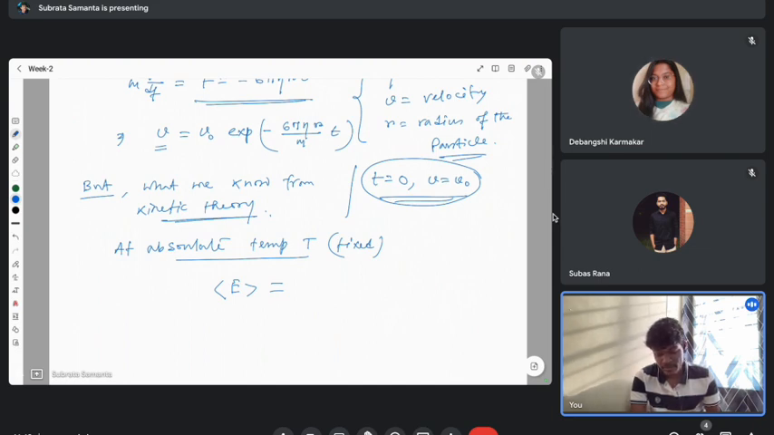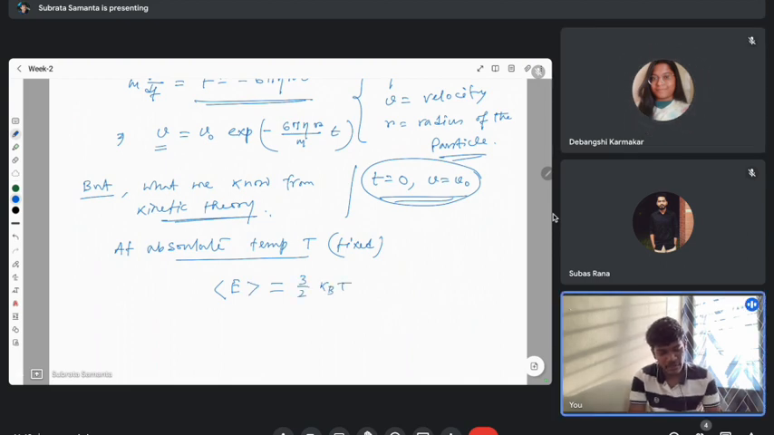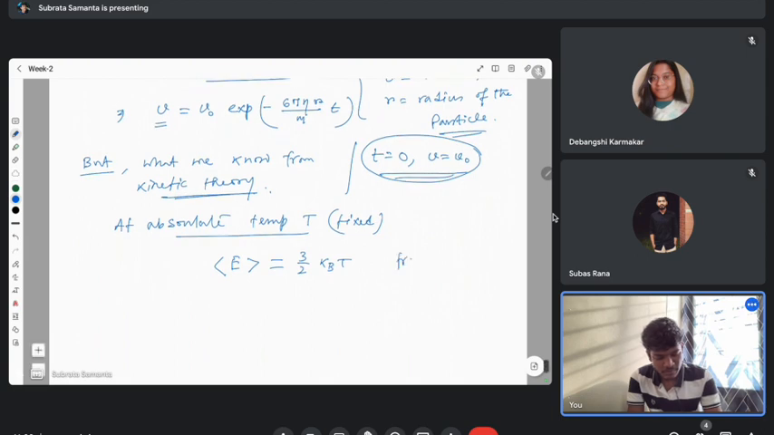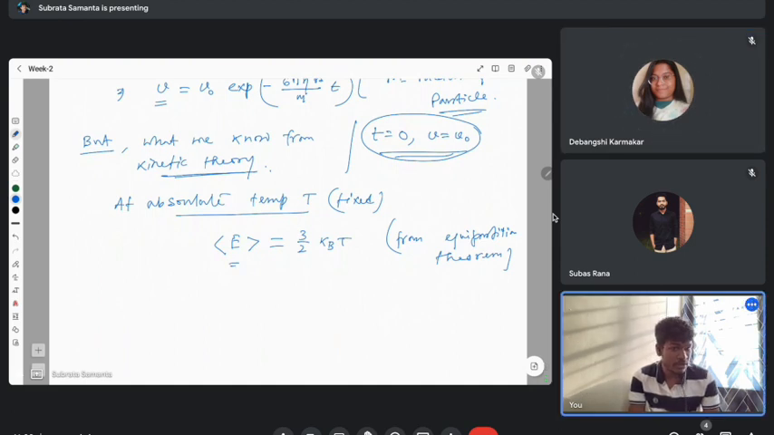Okay, so from the equipartition theorem, what is this? No, I am considering E average. Yes, 3 by 2 kT, right? So this is from the equipartition theorem. Now this E is only kinetic energy, right? There is no potential energy in the Maxwell-Boltzmann kinetic theory. So this E actually is kinetic.